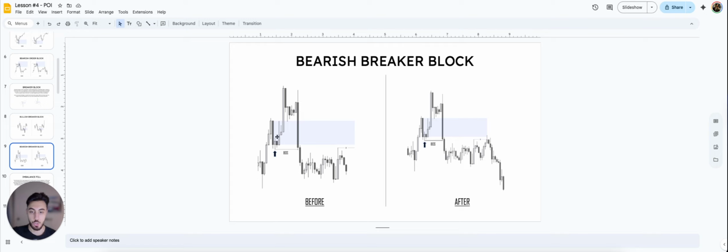Now take a look at this one. Just follow my mouse. This is a bullish order block, right? The last bearish candle or candles before the bullish move. Price didn't respect it. Price just broke this area with a break of market structure. Now this area changed from a failed bullish order block to a bearish breaker block, and we can see beautiful liquidity here. Price tapped in and it starts to reverse.